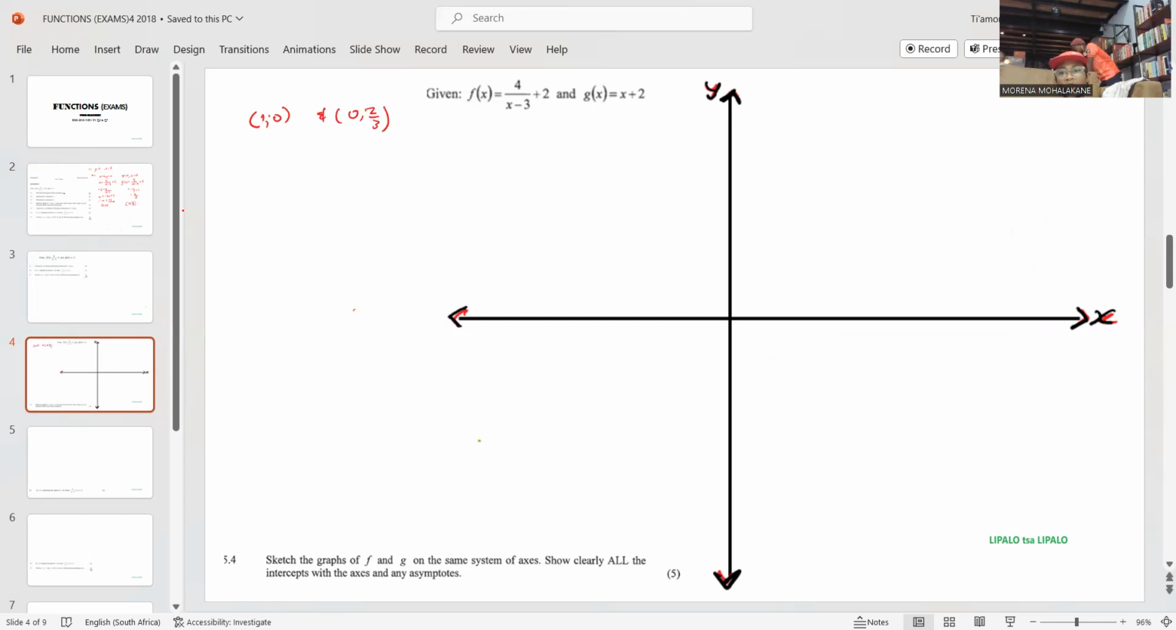These are my intercepts. So before I sketch, always remember to start with the asymptotes. Actually, number 1 is the shape. I think I said this in the previous videos. Then number 2 is the asymptotes. Then number 3 is the intercepts. When you're sketching, that's the order of it.